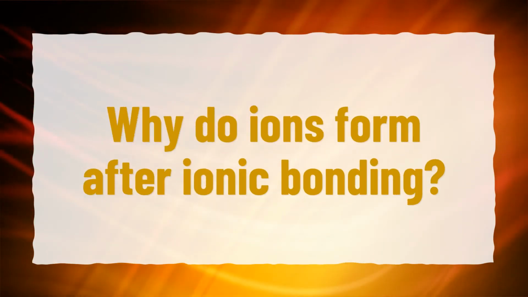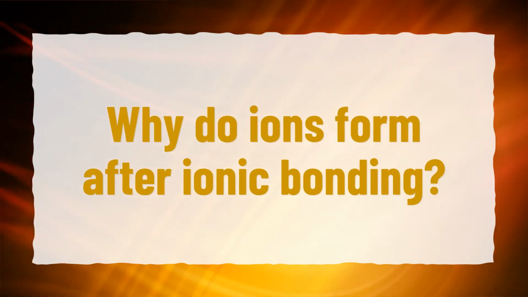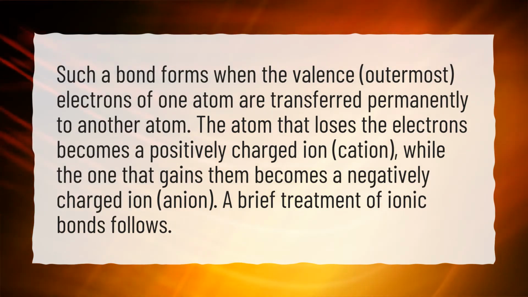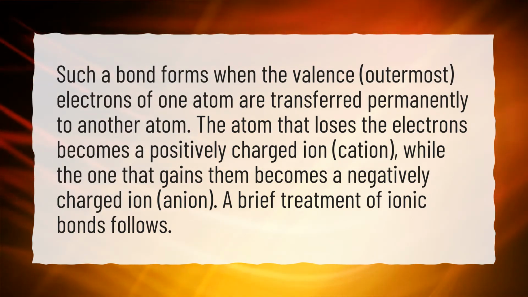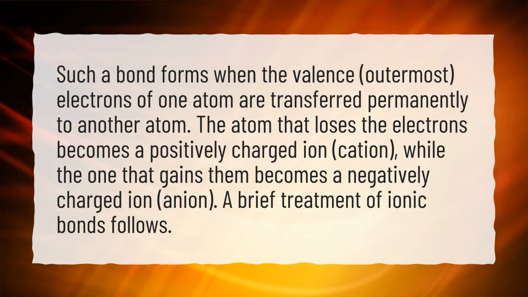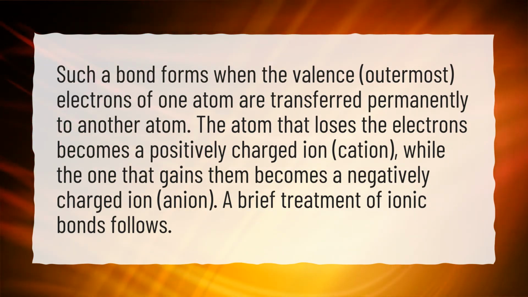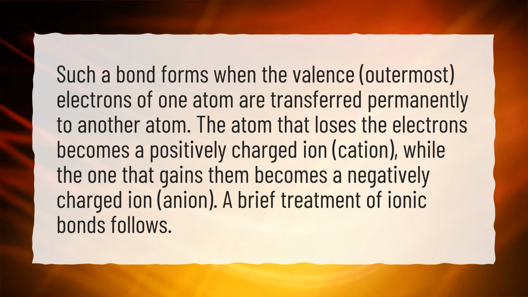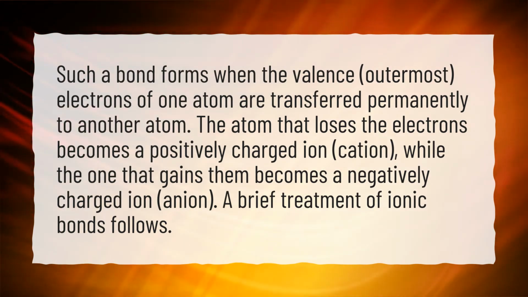Why do ions form after ionic bonding? Such a bond forms when the valence, outermost, electrons of one atom are transferred permanently to another atom. The atom that loses the electrons becomes a positively charged ion, a cation, while the one that gains them becomes a negatively charged ion, an anion. A brief treatment of ionic bonds follows.